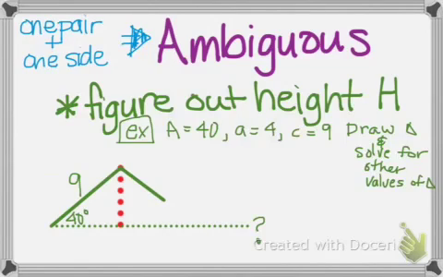So we know angle A is 40, and we can label angle A. I'll just put it right here. We know angle A is 40. And then we know that little c is 9, so side C is 9. So that means that this has to be B up here, and that C is going to be somewhere along this line down here.